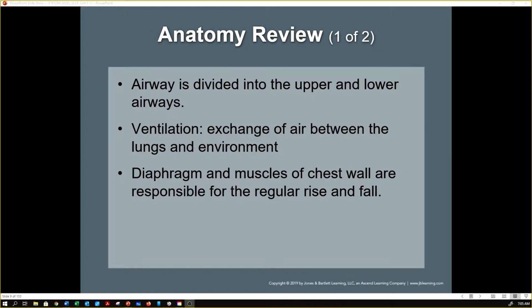We talked a second ago about that exchange of air between the lungs and the environment. You're inhaling, or breathing in, that 21% oxygen, right? So that meets that definition of ventilation, right? The exchange of air between the lungs and the environment. We have the diaphragm, and we've talked about this. Depending on what book you read, over 70% of breathing is initiated by the diaphragm.